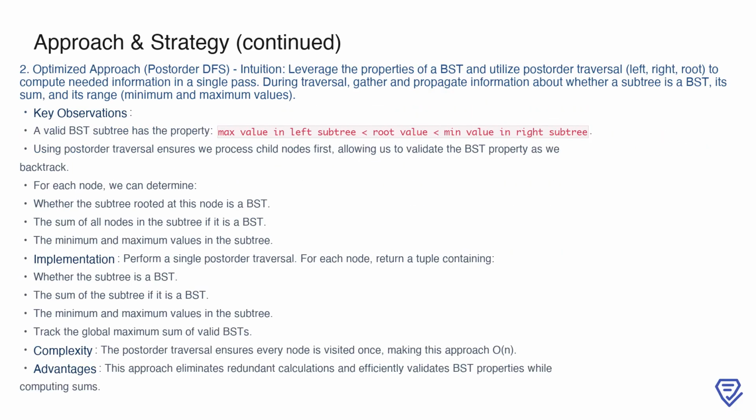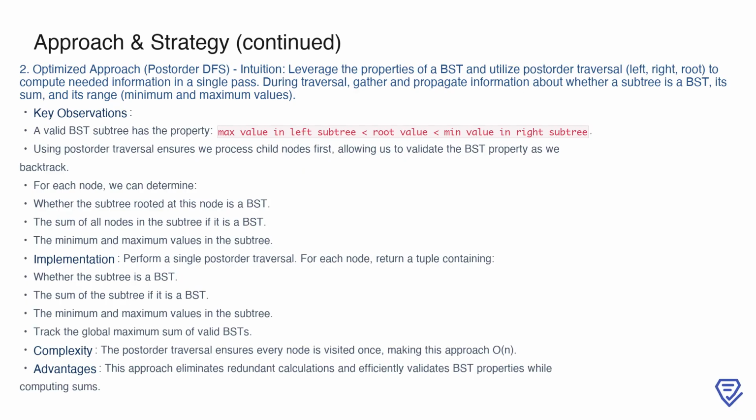A more effective solution is the optimized approach, which uses post-order traversal to streamline the process. Post-order traversal processes the left and right subtrees before addressing the root node, which is ideal for gathering and propagating necessary information. With this approach, we can determine whether a subtree is a BST, calculate its sum, and identify its range of values, all in a single traversal.